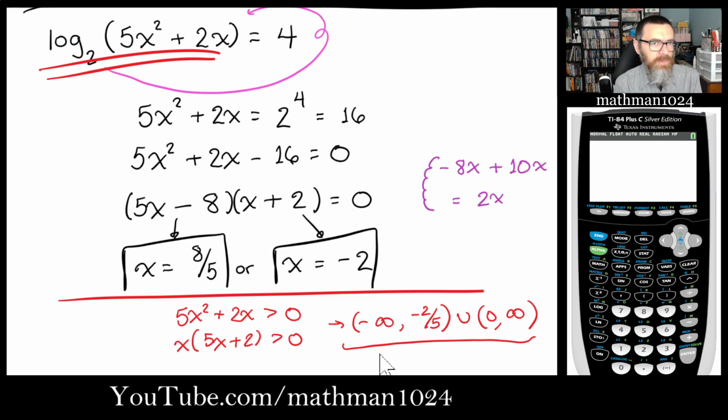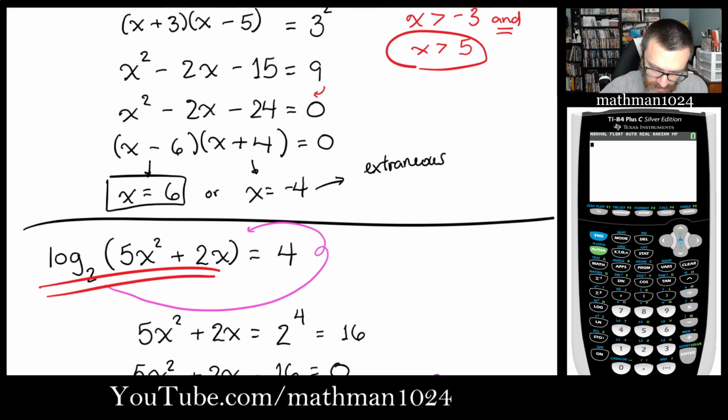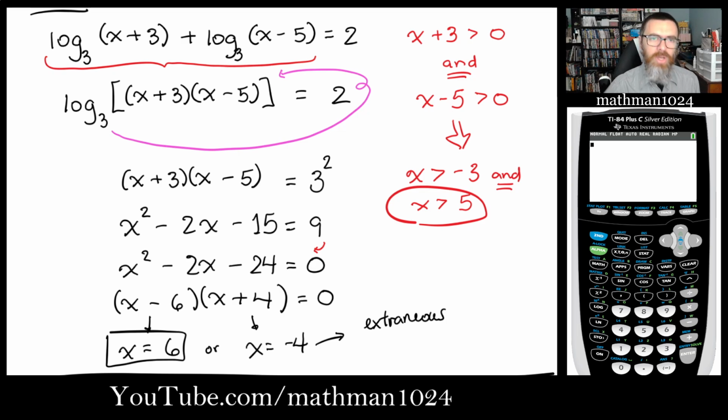So what's the difference? In the first problem, we had 2 individual logarithms, and the domain for the whole expression was going to be limited by x being greater than 5. Because if you're greater than -3, you're not necessarily greater than 5. But when you're greater than 5, you're greater than -3, so that satisfies both of those.